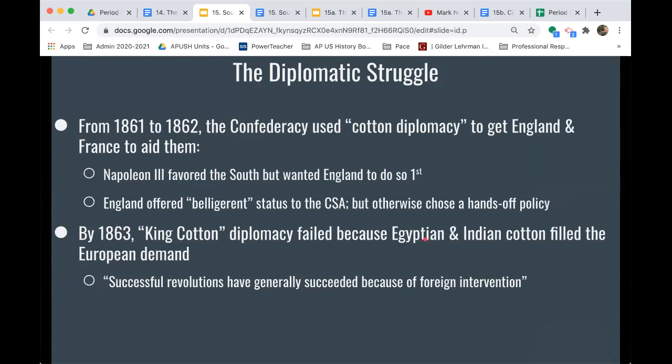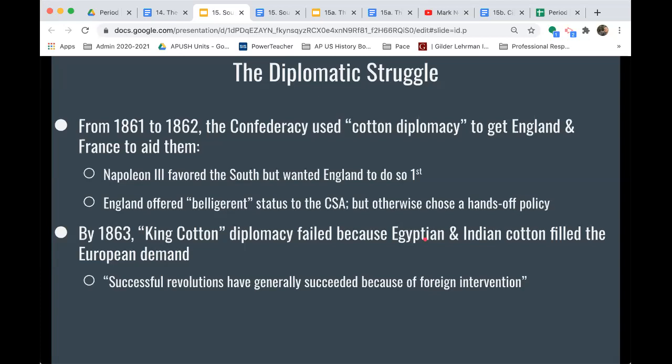So the Confederacy is going to use cotton diplomacy to try to get England and France to help them. Napoleon III is in charge of France this time. He favors the South. He prefers the South's aristocratic type of social system, but he doesn't want to jump in and help the South without England doing so first. So he kind of just doesn't. England chooses more of a hands-off policy, saying this is y'all's conflict. We don't want to get involved in it, right?